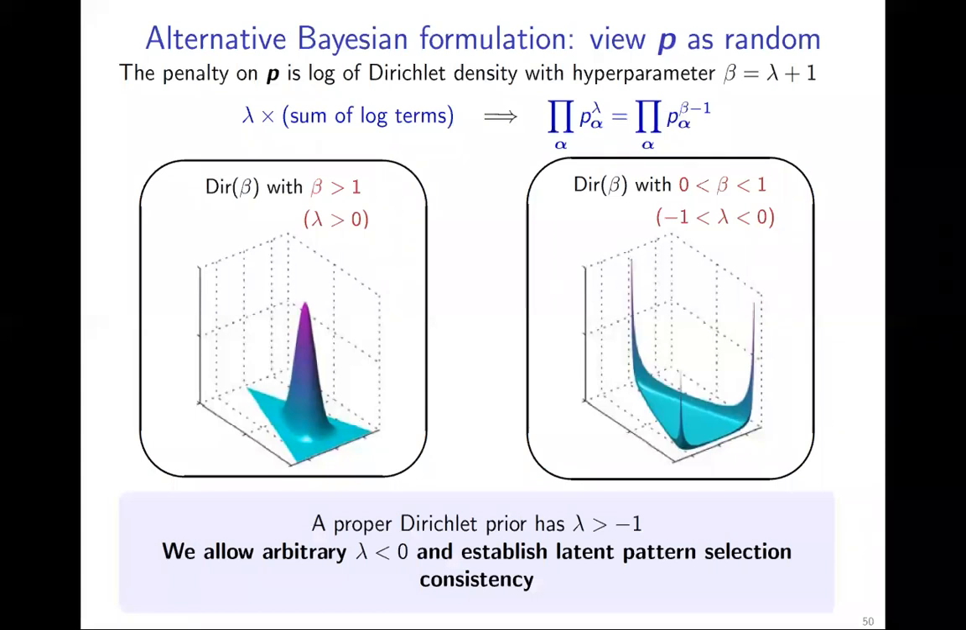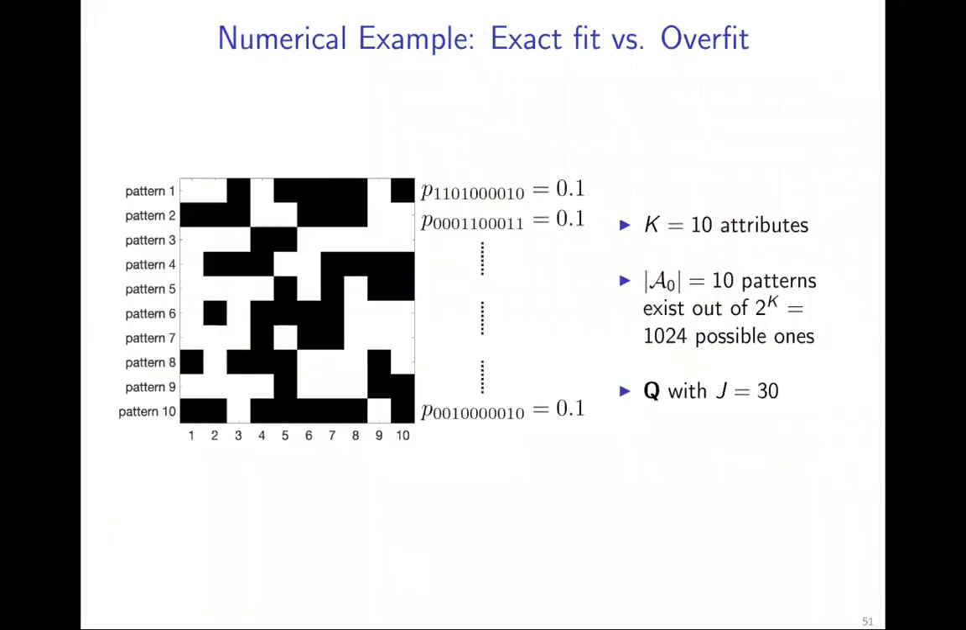But an important difference between our proposal and this classical understanding is that a proper Dirichlet prior distribution should have lambda greater than -1, so that the parameter is positive and it is well defined. But in our approach, we allow arbitrary magnitude of lambda, and we establish latent pattern selection consistency. That is, when the sample size goes large, the probability of exactly finding the truly existing latent patterns goes to 1. And allowing lambda to have arbitrary magnitude is important here. I will briefly present a numerical example illustrating the approach.